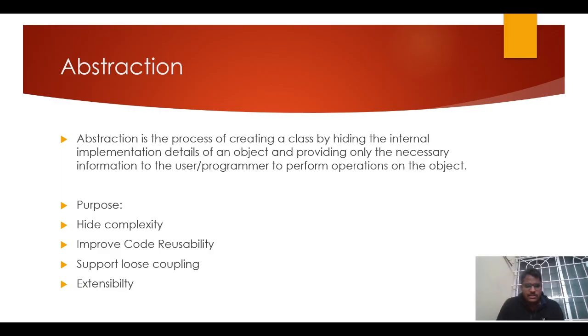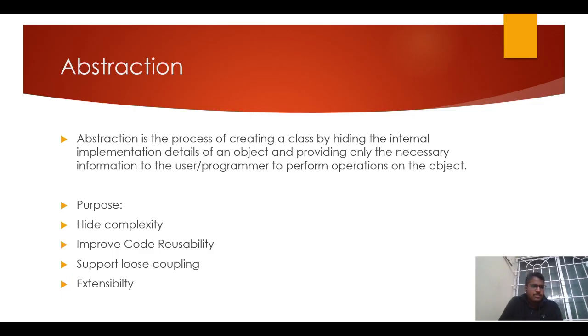So that is the main concept of this definition. Basically we will hide the internal implementation details of an object, and we will provide only the necessary information. Necessary information means in your mobile, it will provide only the necessary information like how to click on the power button, how to use the arrow button, the home button, these things only. Using that you can do the task. You need not know the internal working of that mobile phone. So this is the definition of abstraction.